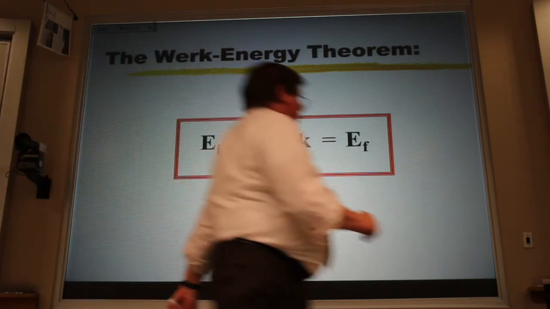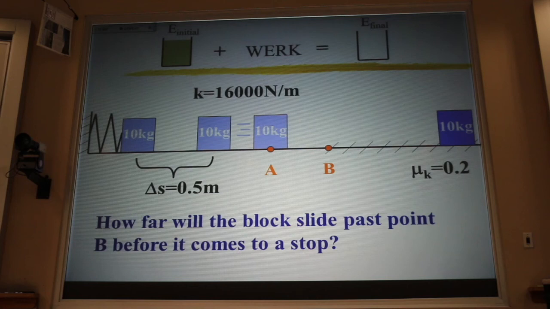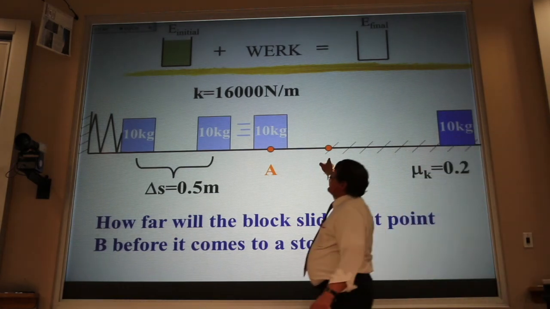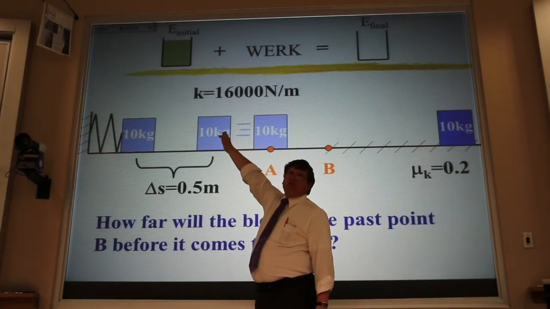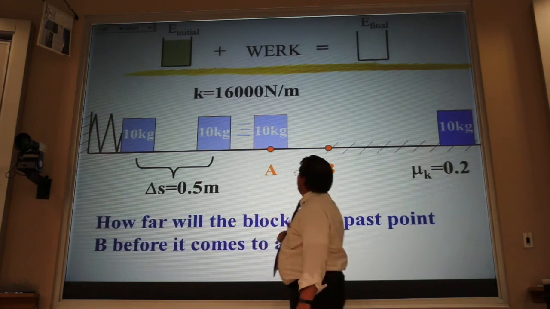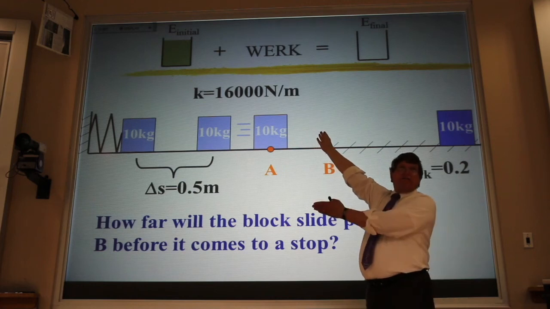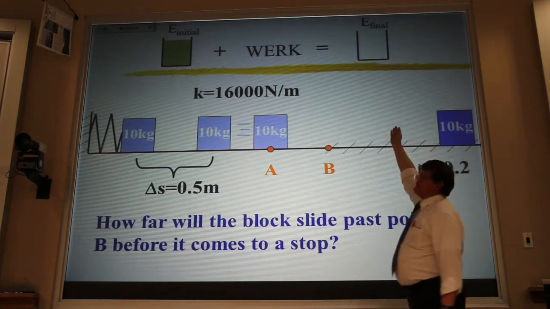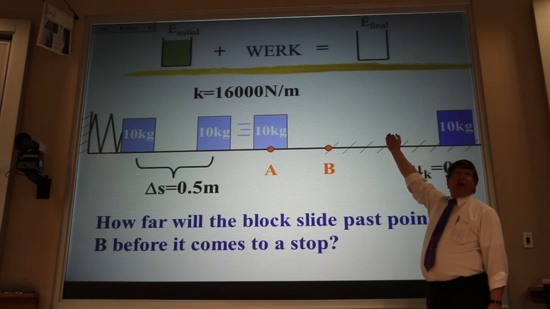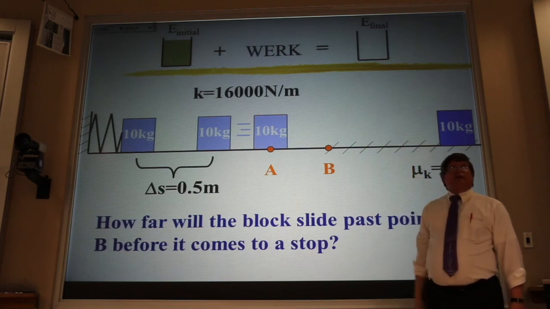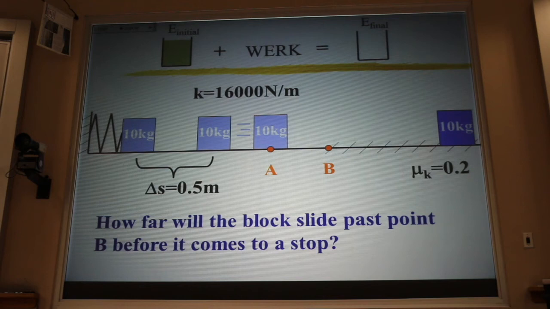Let's go back to this problem. When this block got to B, it had 2,000 joules of kinetic energy. And then work happened. What kind of work? Negative work due to the friction. And that bled all the energy out of my bucket, and I was left with no energy. So I would solve that by starting with this equation. Energy initial plus work is equal to energy final.